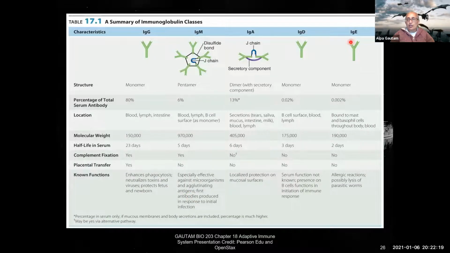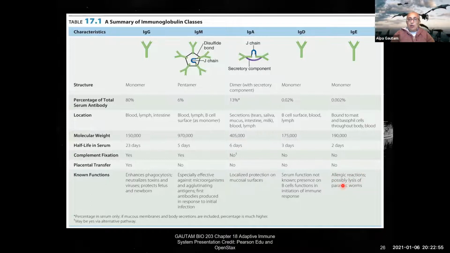So here's the IgE. IgEs are part of allergic reactions because they're present on mast cells and they're present on basophil cells. When the IgE is activated on the mast cell and the basophil cells by complement proteins, remember complement proteins cause inflammation, that's when the vesicles get released with histamine and you have vasodilation, and this is part of the allergic reaction.